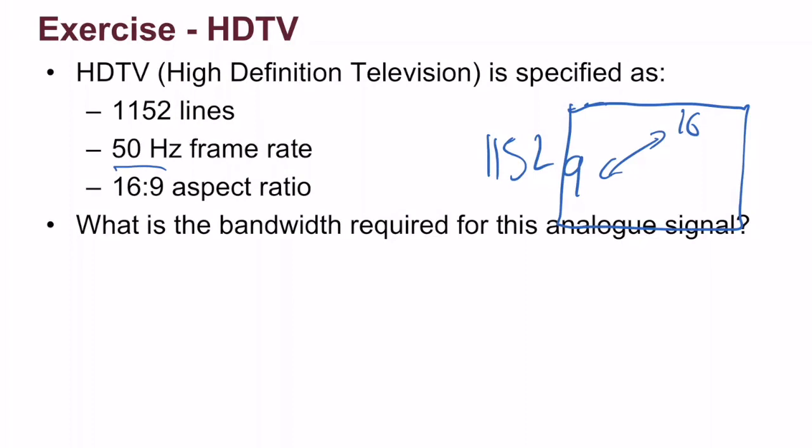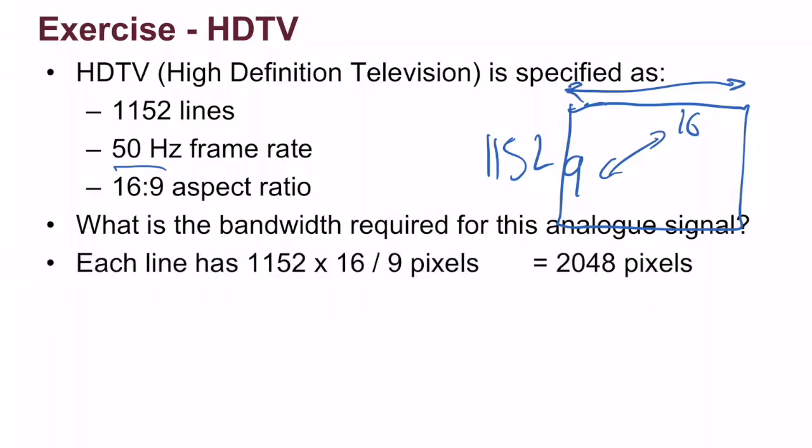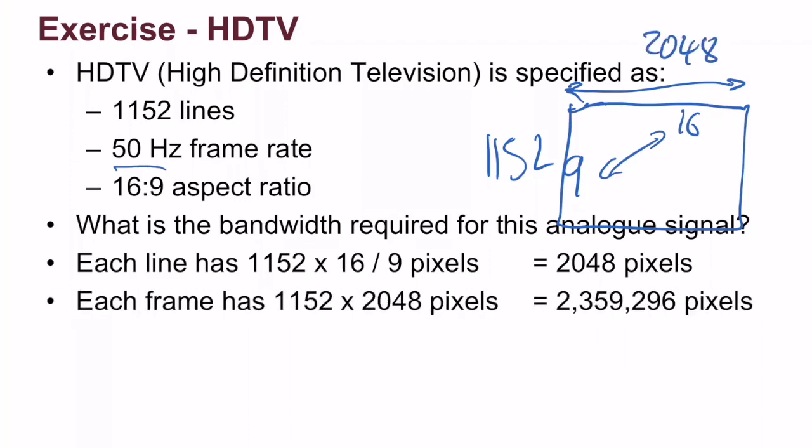So if we look to work this out, what we'll see is, once again, we need to work out how many pixels across. So we can multiply the number of lines by the pixel ratio. So we know we get 2048 pixels across. And therefore, by multiplying these two together, we get about 2.35 million pixels that make up an entire screen.